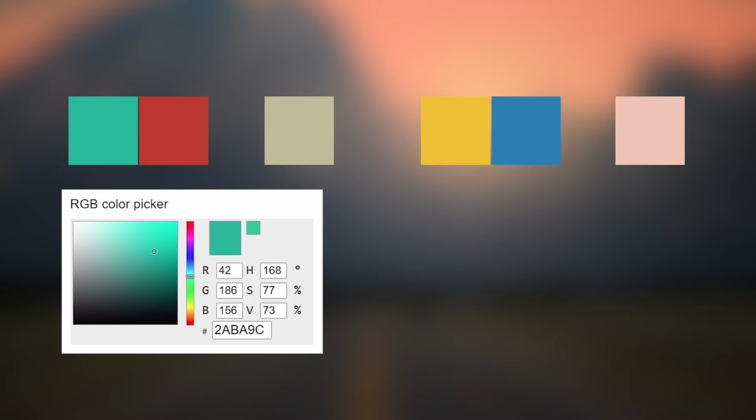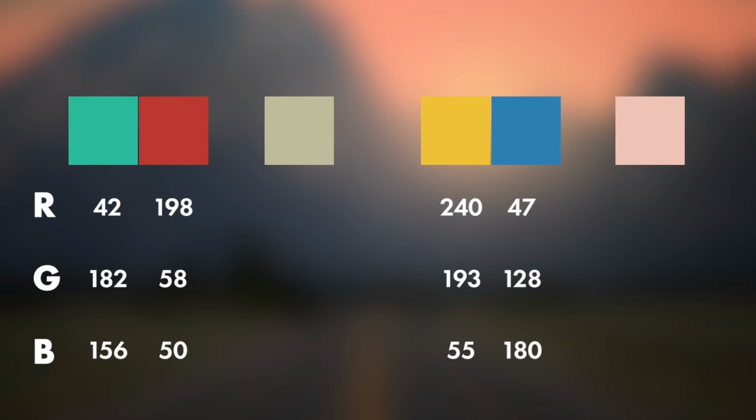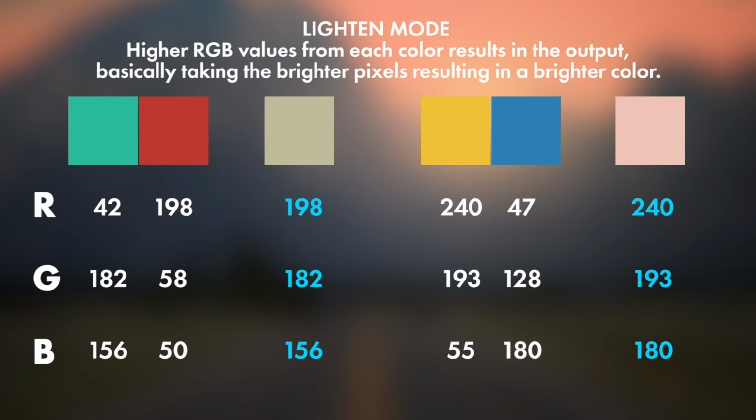Every color has RGB values. For example, here are the values for the first color. There are color picker apps on mobiles too if you wanna try. Now we'll put the values of each color below. Now we'll take the higher value from these two numbers and paste it here. So this is how we get the final resultant colors for lighten mode. Because of the higher values, the colors also get brighter.